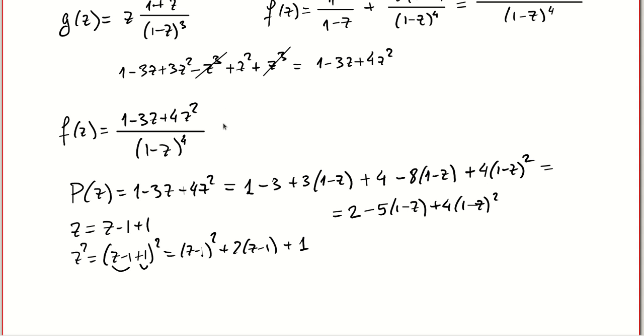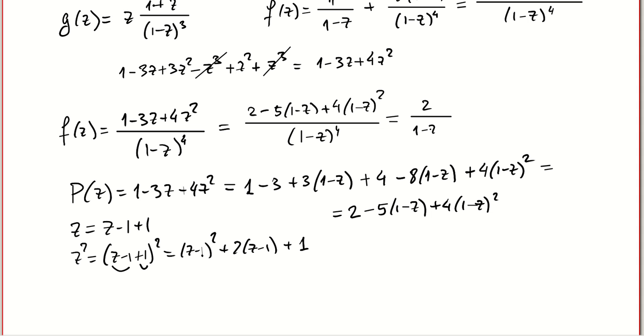If I put this back here, what I have is 2 − 5(1 − z) + 4(1 − z)^2, divided by (1 − z)^4. I can split this into 3 fractions. First fraction is 2 over (1 − z)^4. The second fraction is 5 over (1 − z)^3, I'm canceling 1 factor 1 − z here and here. And the third fraction is 4 over (1 − z)^2. I'm canceling 2 factors from here and there.